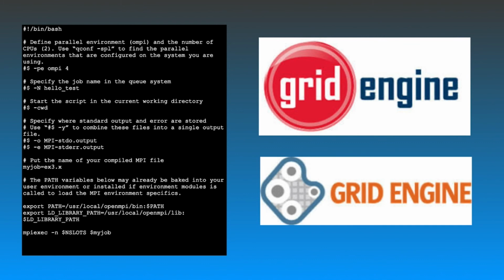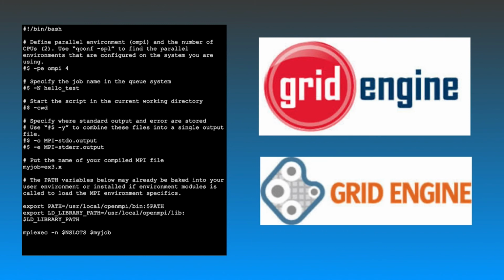The next is dash cwd, which instructs GridEngine to start the script from the current working directory. The next two are for output and error logs. So in this particular case, this script is calling for two different output files. However, you can include the dash j y variable to combine the two outputs into a single file.